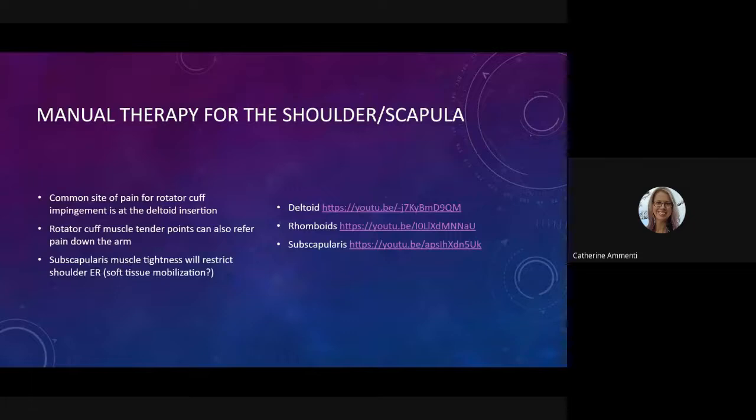When we're talking about the shoulder and scapula, something I want you to consider is the common site for rotator cuff impingement. This common site of pain is going to be at the deltoid insertion. So that's not necessarily where the injury is, but oftentimes the muscle itself will get hypertonic. So just be aware of that when you're dealing with patients with rotator cuff issues. There may be multiple areas of muscle hypertonicity and tenderness that you can treat, and that'll help bring some of the pain intensity down. But the root cause for a lot of rotator cuff issues is muscle imbalance.